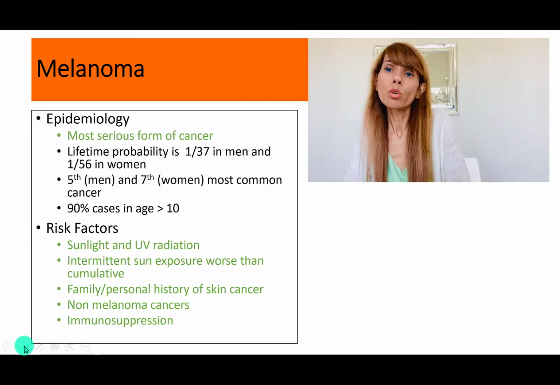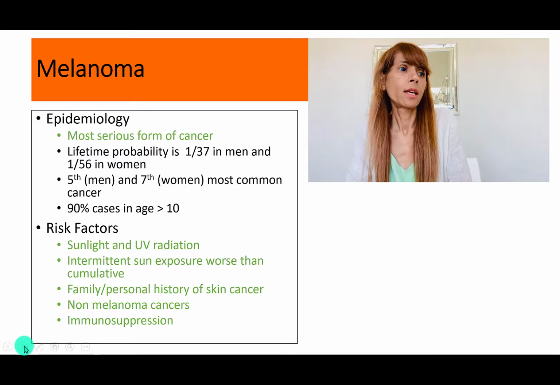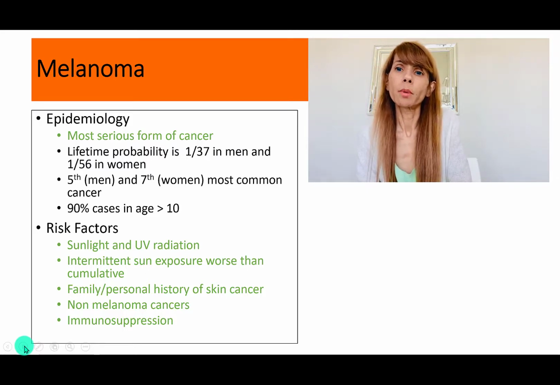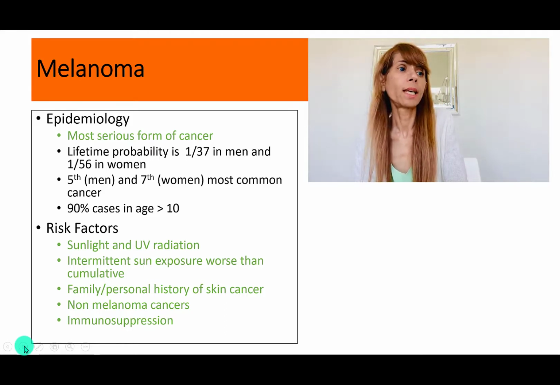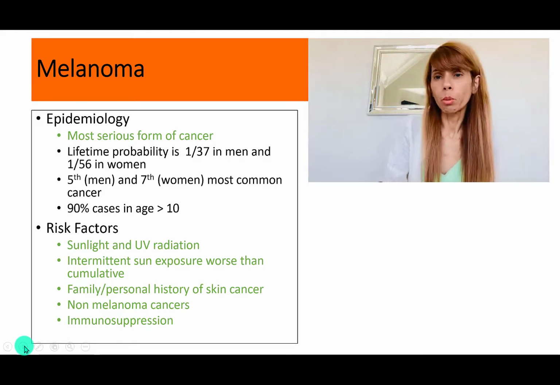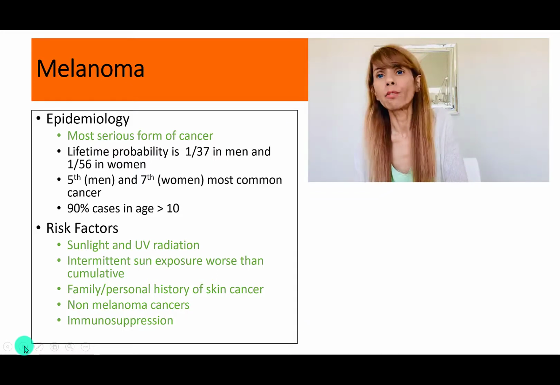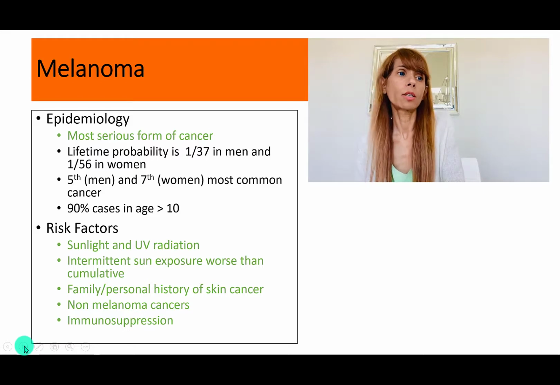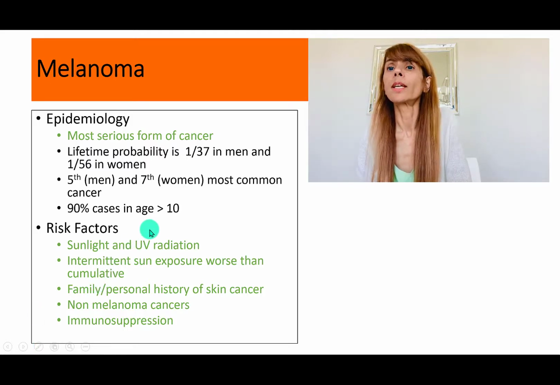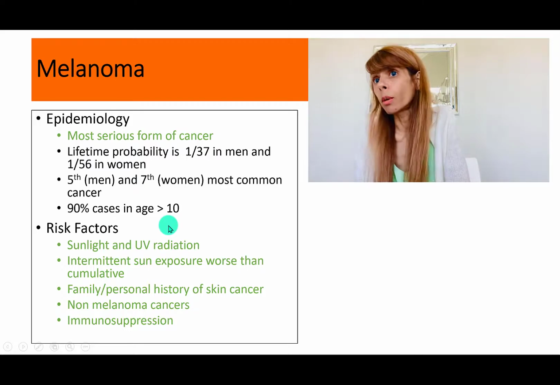Melanoma is basically the most serious form of skin cancer because the morbidity and mortality associated with melanoma is quite high. The lifetime probability is 1 in 37 in men and 1 in 56 in women. So in men it is much higher. It's the 5th leading cause of cancer in men and the 7th leading cause of cancer in women. So again, it's quite common. And 90% of the cases are going to be after the age of 10. So although it occurs in the older population, it can also occur in adults and the younger population.